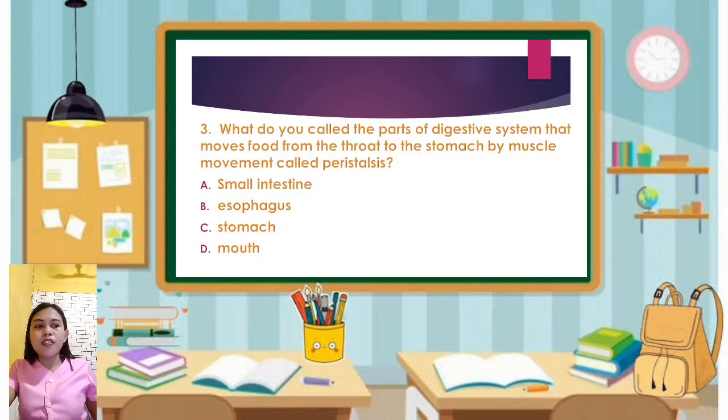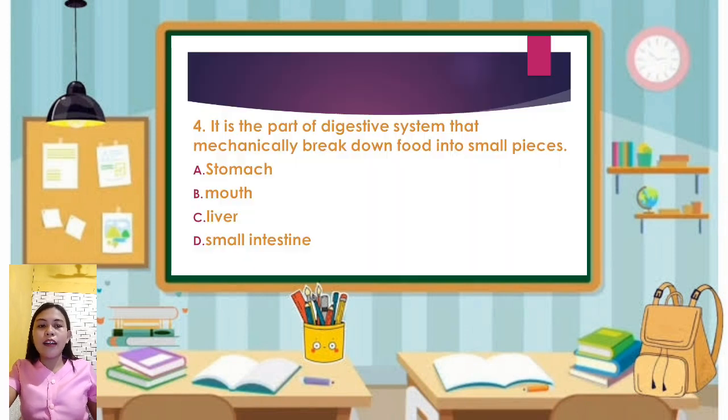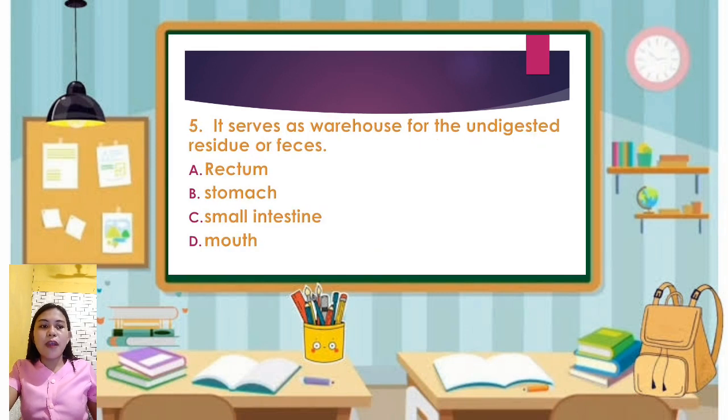3. What do you call the part of the digestive system that moves food from the throat to the stomach by the muscle movement called peristalsis? Right, esophagus. 4. It is a part of the digestive system that mechanically breaks down food into smaller pieces. Check. Mouth. 5. It serves as a warehouse for the undigested residue or feces. You're right, rectum.